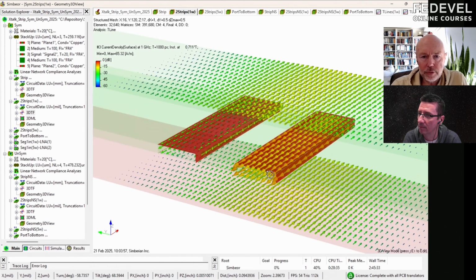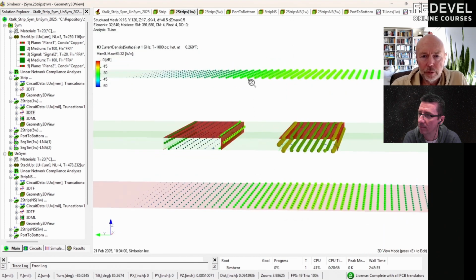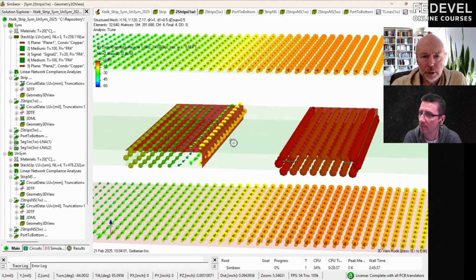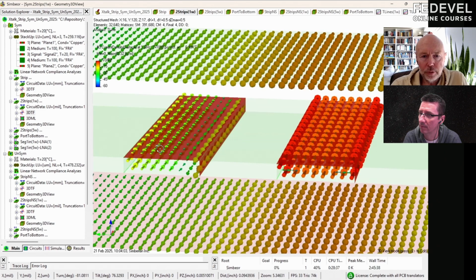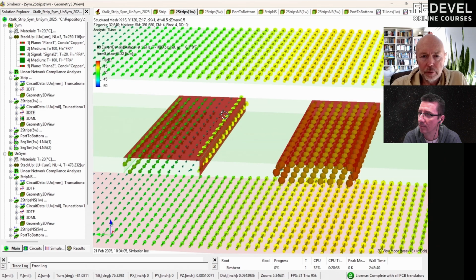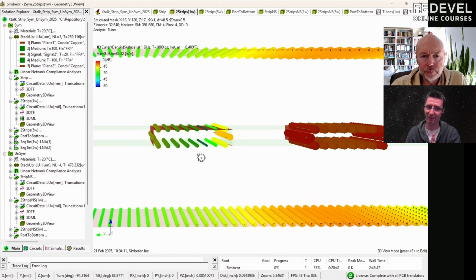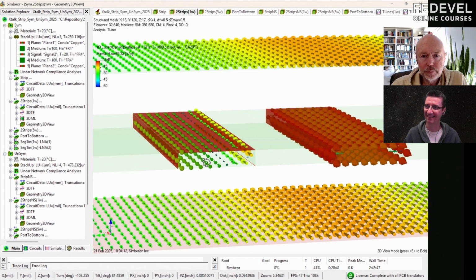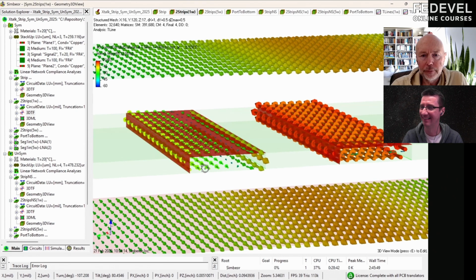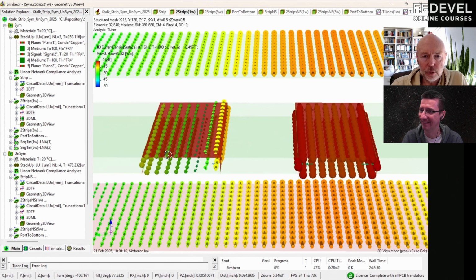We can see the currents flowing. Let's find a better view. Current going this way and this way. And now you can see actually half of the current goes this way and half this way. Exactly. So symmetrically.